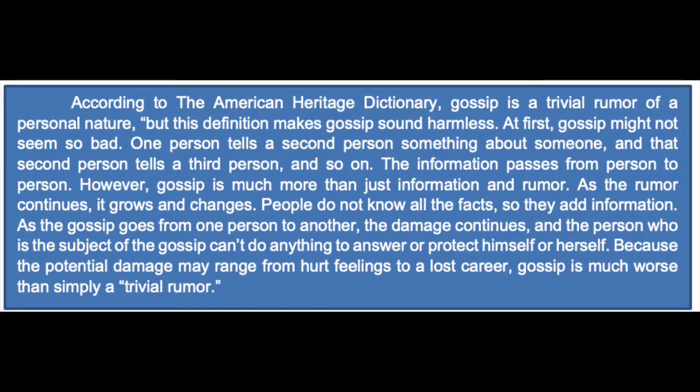According to the American Heritage Dictionary, gossip is a trivial rumor of a personal nature. But this definition makes gossip sound harmless. At first, gossip might not seem so bad. One person tells a second person something about someone, and the second person tells a third person, and so on. The information passes from person to person. However, gossip is much more than just information and rumor. As the rumor continues, it grows and changes. People do not know all the facts, so they add information.